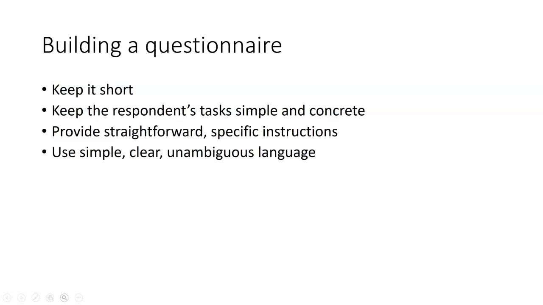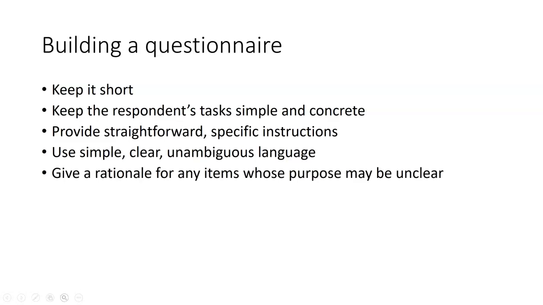Use simple, clear, unambiguous language. And sometimes that's kind of tough because a word may have 14 different meanings, which means you may not want to use that particular word. You give a rationale for any items whose purpose may be unclear. We are trying to gather this information for this and this reason, so that people know what you're trying to do and know what's coming out of this.